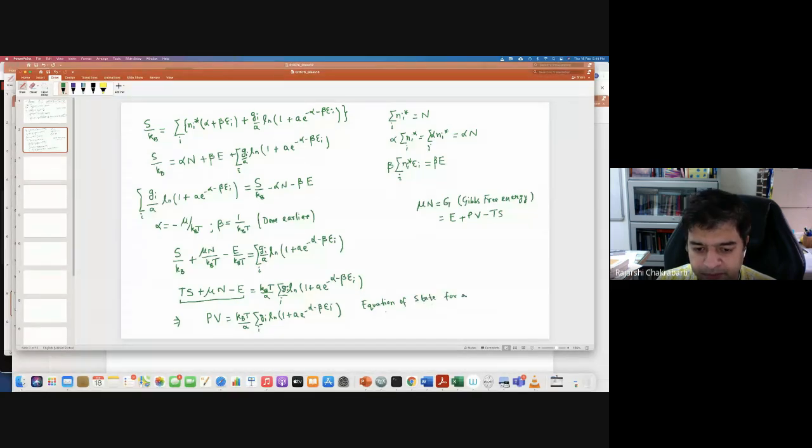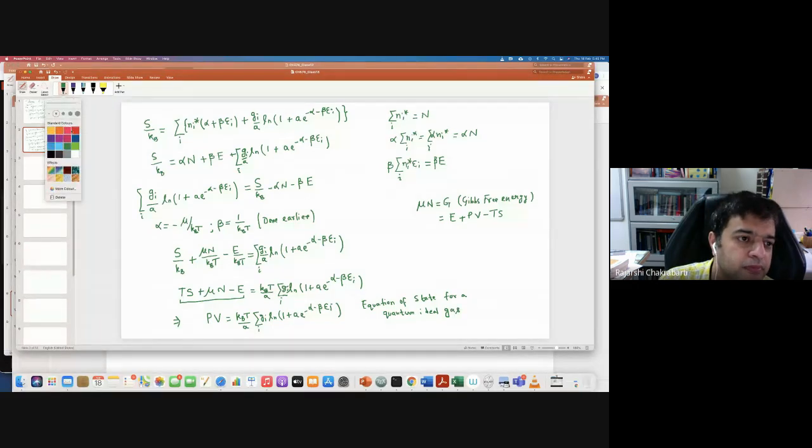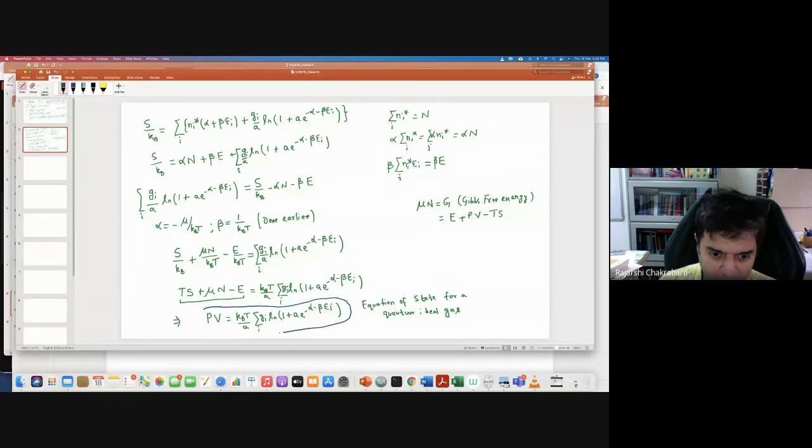for a quantum gas. You have a here, of course. I don't think we had done this earlier. This is the equation of state for a quantum ideal gas. Is this clear?